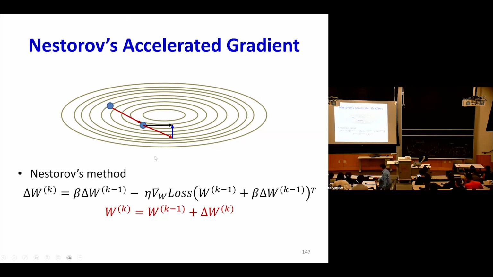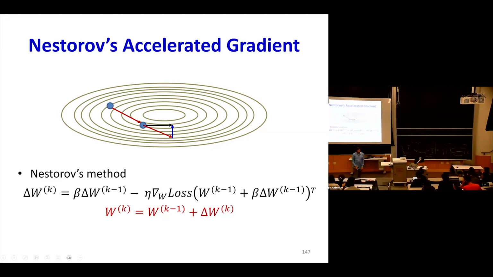So here, look at what we are doing. From the current location, we are taking a step, which is beta times the previous step size, then computing the gradient over there. And then the actual correction is going to be, again, the step plus the gradient. That's what you're adding to the update.